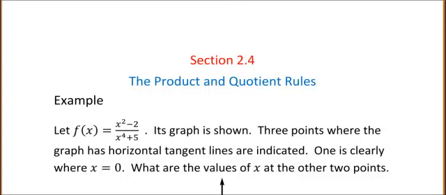In this video, we'll do an example using the quotient rule. Let's start with the function f of x is equal to x squared minus 2 divided by the quantity x to the fourth plus 5. All right, the graph of this function is shown here.